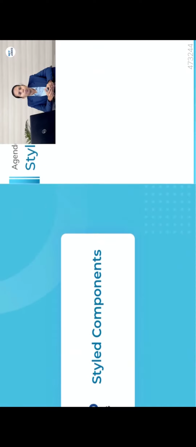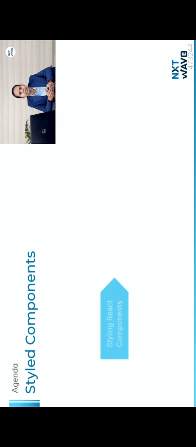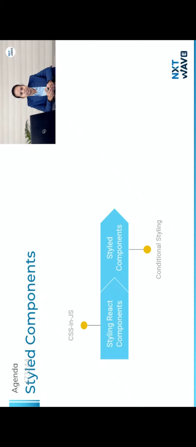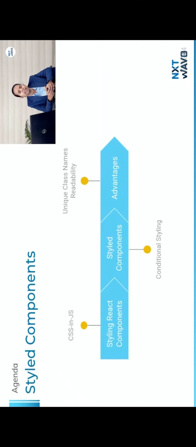About styled components. When it comes to styling React components, there are different ways, one of which is CSS in JS, which we are going to cover in today's session. For this, we are going to make use of styled components. We'll understand about styled components and also about conditional styling. Finally, we'll look into the advantages of using styled components, like unique class names, readability, and so on.